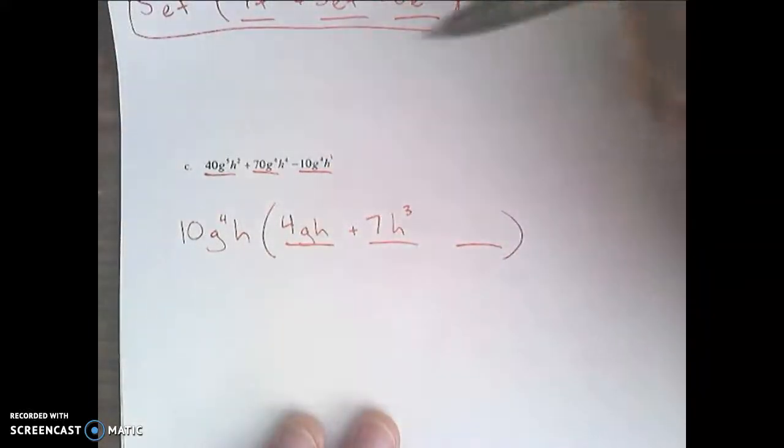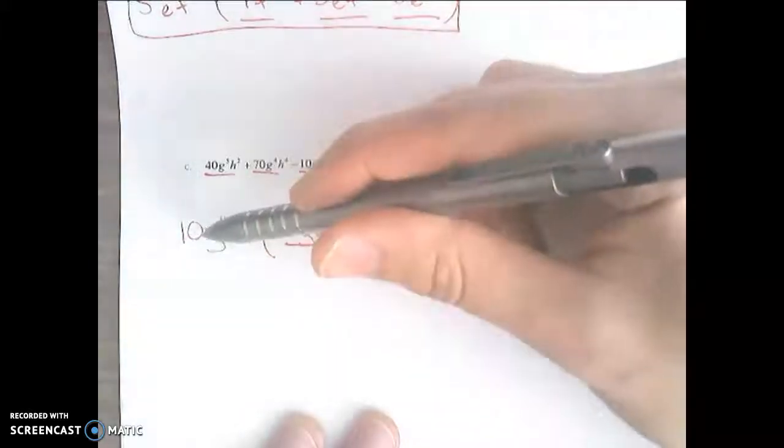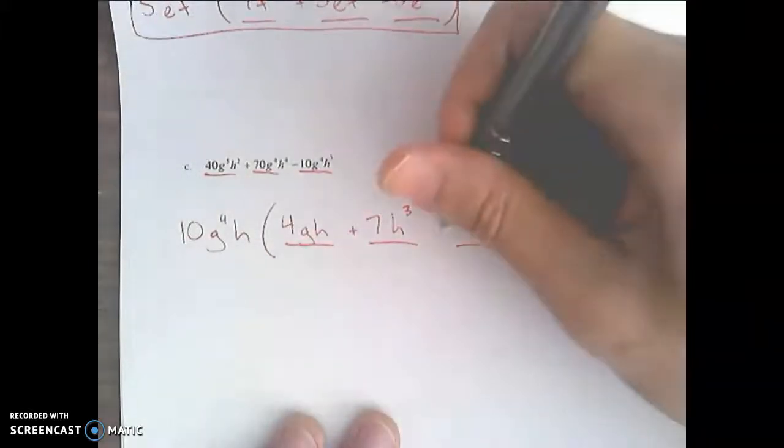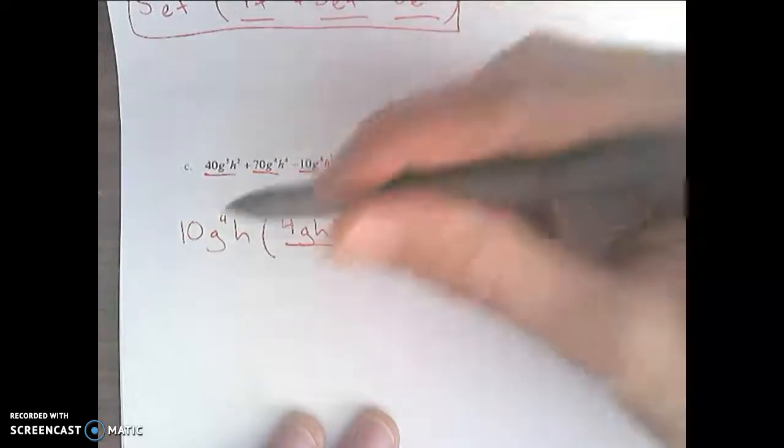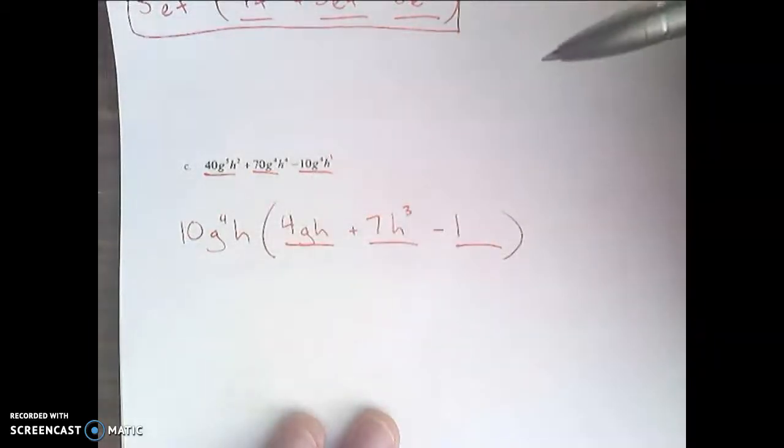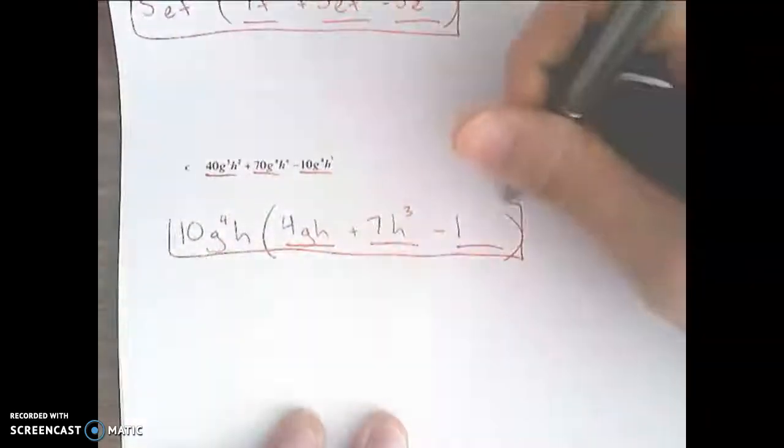And last but not least, what number times 10 gives us negative 10? That would be negative 1. We have 4 g's. We pulled out 4, so we have none left over. 1 h. We pulled out 1, so we have none left over. So here we have minus 1. So this is our solution.